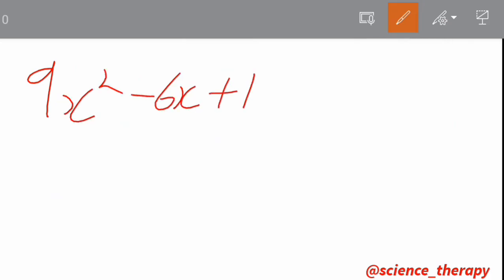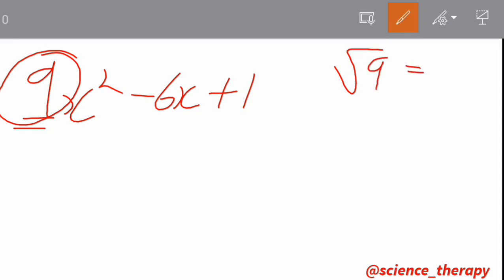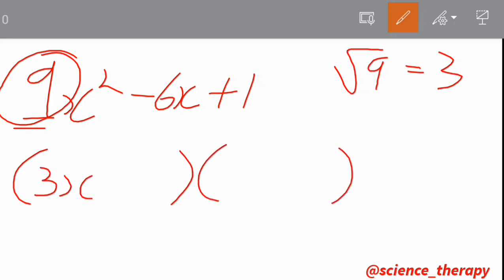Now, what about a question like this? 9x squared minus 6x plus 1. Now we can see that the coefficient of the first term is no longer 1. So again, we refer to the same way we've been doing with difference of 2 squares. 9 is a perfect square. So that means we take this 9, put it in a square root, and we have 3. So opening 2 brackets like this, now we have 3x, and that side we have 3x.